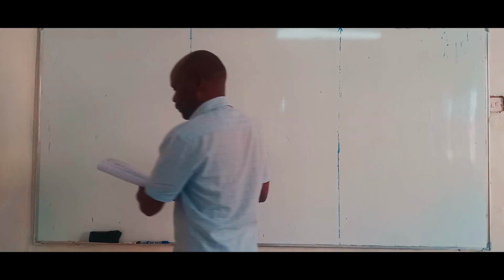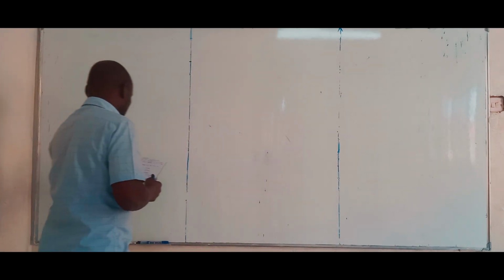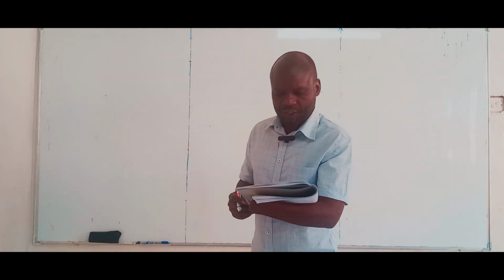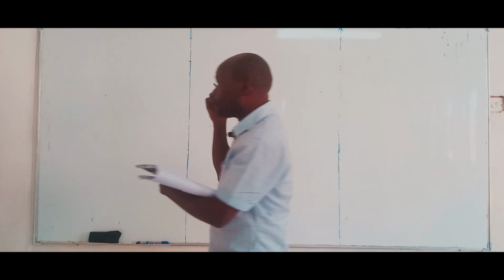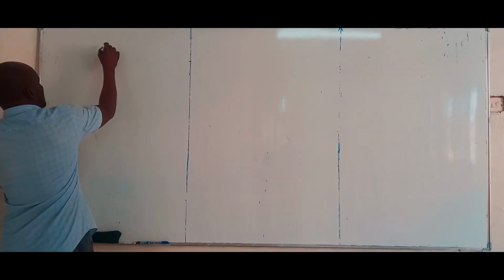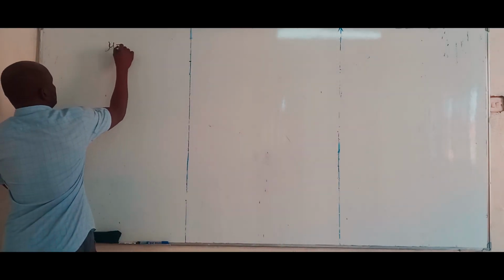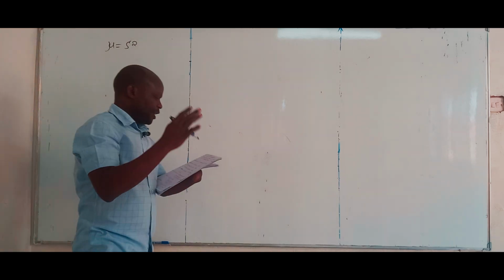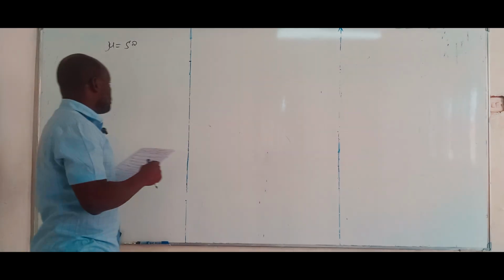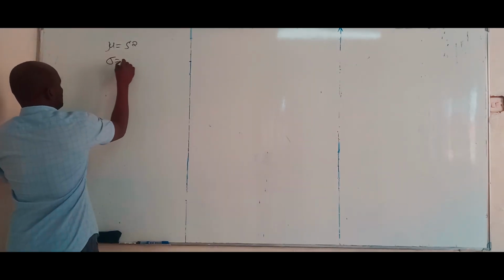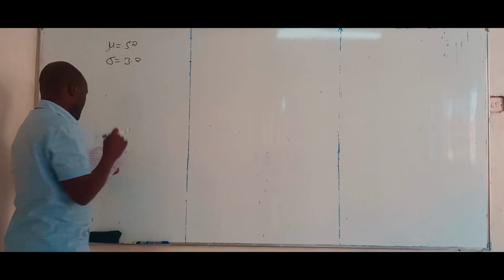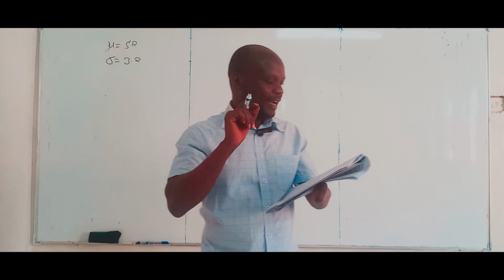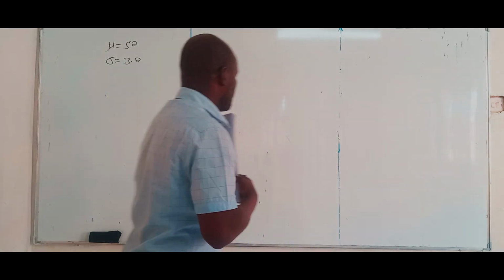It says the output of an acre of land is assumed to be normally distributed with an average of 52 bags. So that means the mean is 52 bags of maize and a standard deviation of 3.2 bags. Required: the probability that the output of an acre of land is greater than 48 bags.